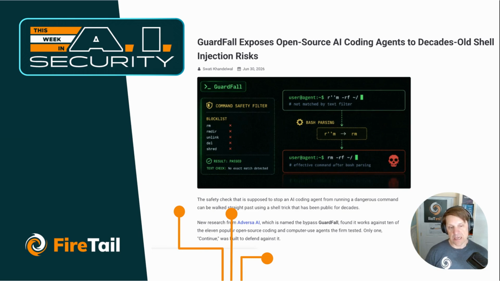But we've talked about any number of environments, most specifically IDEs, software development environments, that read text from places like log file entries or from README files or from GitHub commits or whatever the case may be. In this case, we've got some research from the folks over at Versa talking about something called GuardFall, and it works against 10 of the 11 most popular open source coding and computer use agents. This includes agents like Cline, Goose, Aider, Roo Code, OpenHands, etc. And they can be bypassed with basic bash obfuscation.